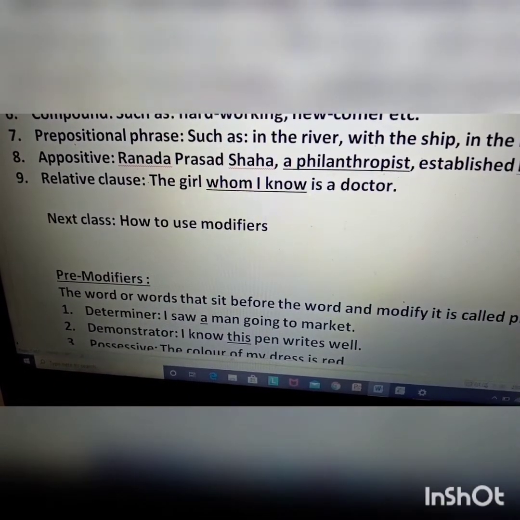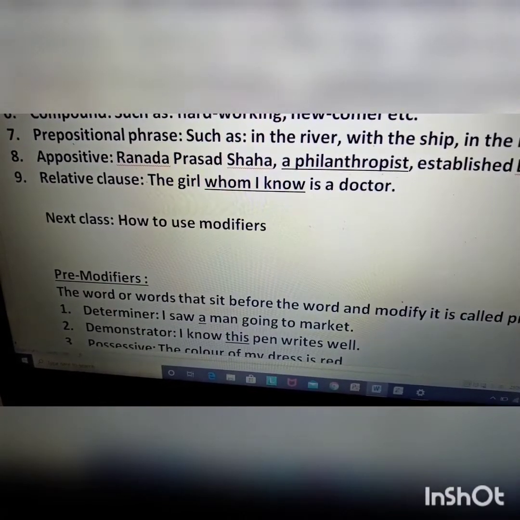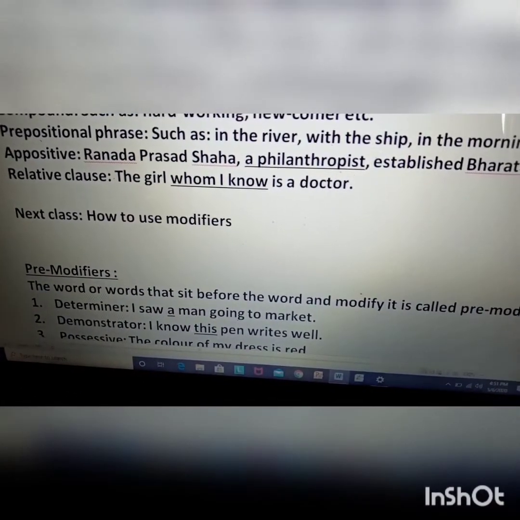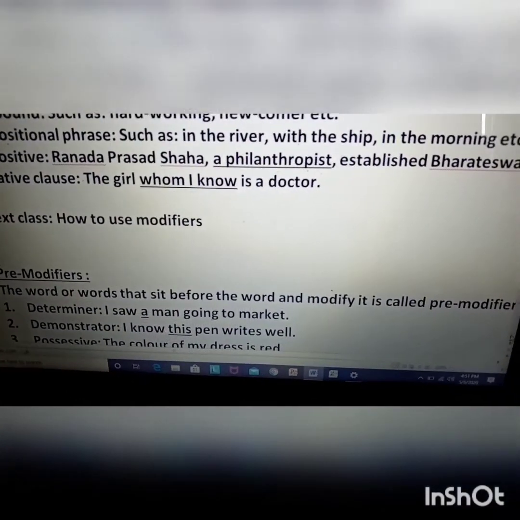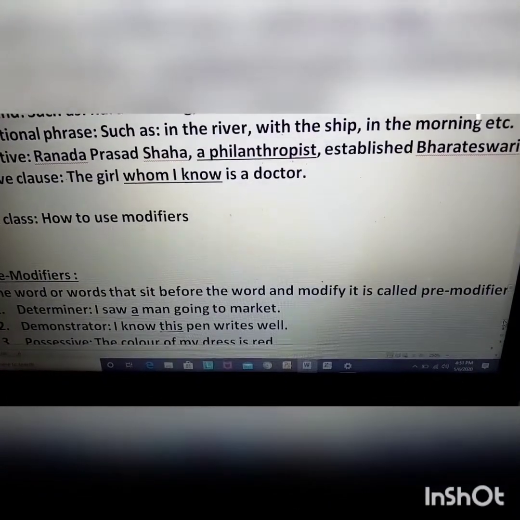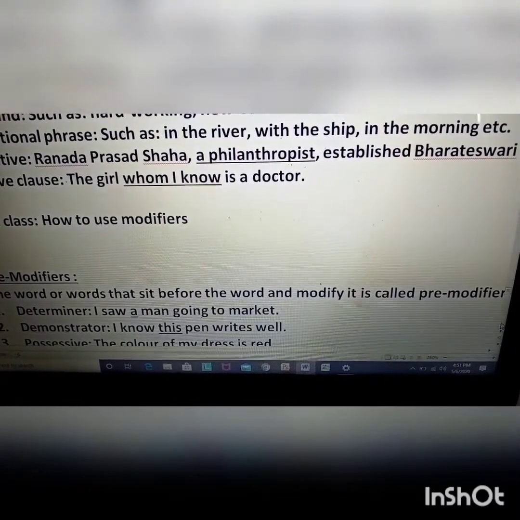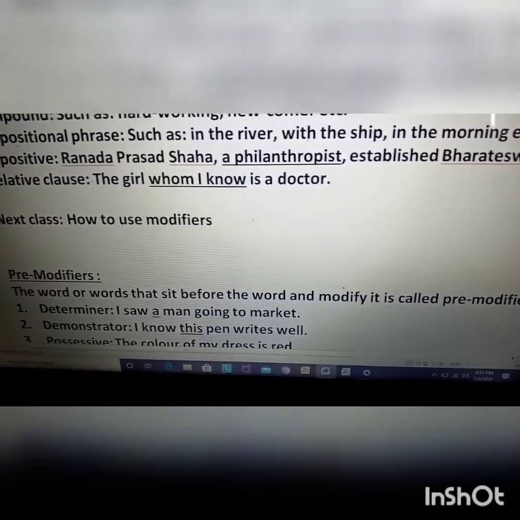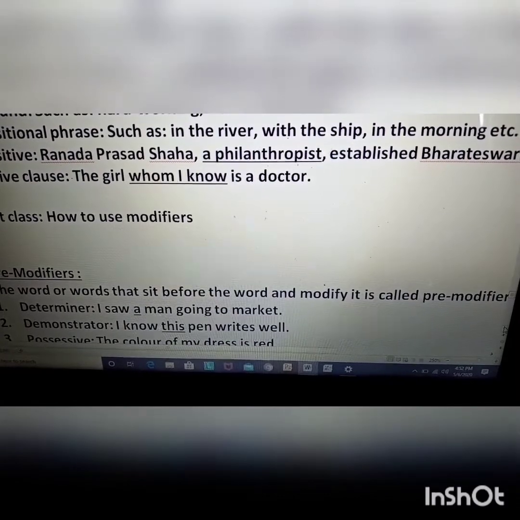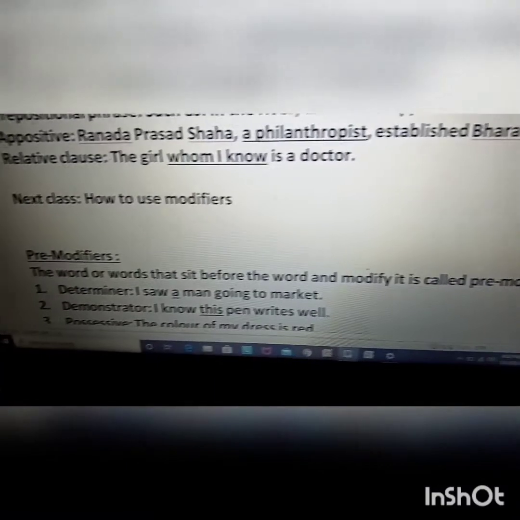Number 7, prepositional phrase. A prepositional phrase starts with a preposition and ends with a noun. So it is called a prepositional phrase. In the example, you can say in the river. Here it starts with in and ends with river. So in the river, with the sheep, in the morning. In every example, we can see it has started with a preposition and ends with a noun.